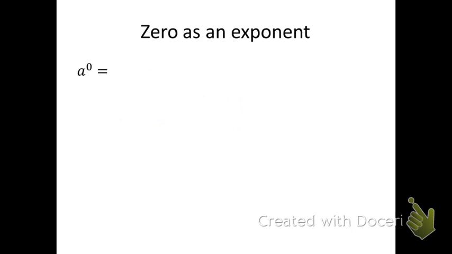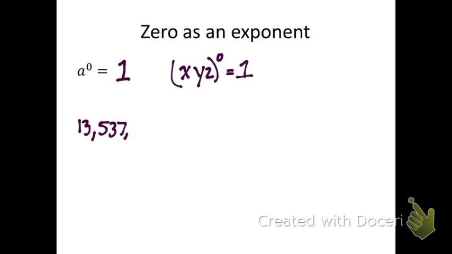Now, the first property I want to show you is 0 as an exponent. Whenever we have 0 as an exponent, anything to the 0 power is 1. You could have x, y, z, all of that quantity to the 0 power, it's 1. It doesn't matter if it's a bunch of letters. It could also be a big number like 13,537,000. All of this to the 0 power is equal to 1. So it doesn't really matter what you use. As long as it's to the 0 power, it's equal to 1. So that's an easy find.